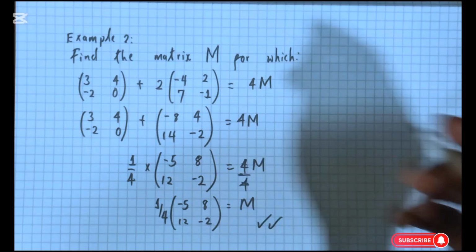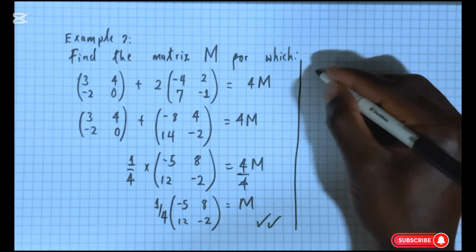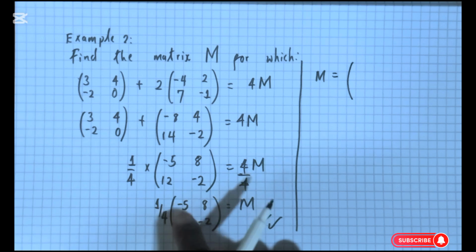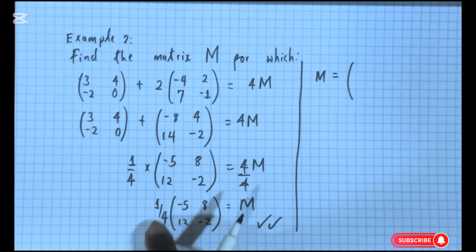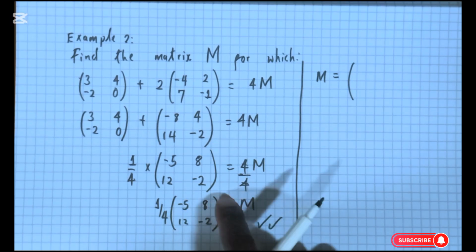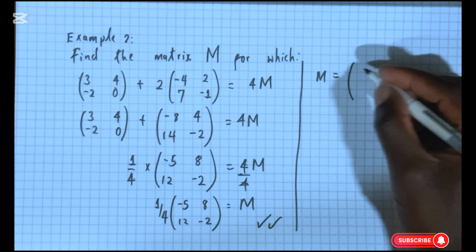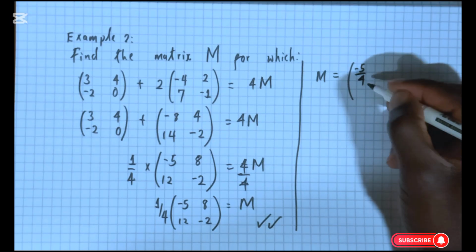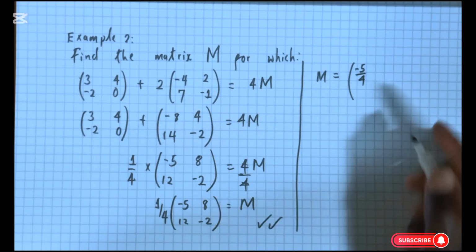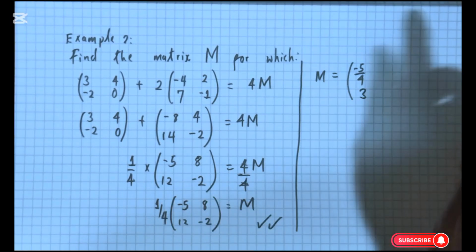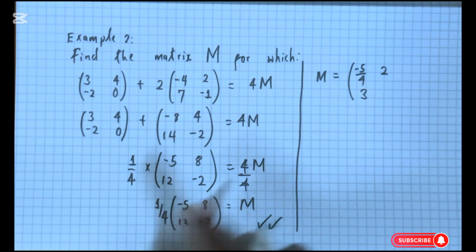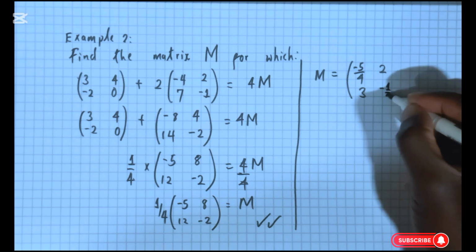All right, so if we were to simplify it further, we would basically divide everything by 4 here. Multiplying by 1/4 is the same as dividing every element here by 4. So -5 divided by 4 is -5/4, 12 divided by 4 will give us 3, 8 divided by 4 will give us 2, and -2 divided by 4 will give us -1/2.